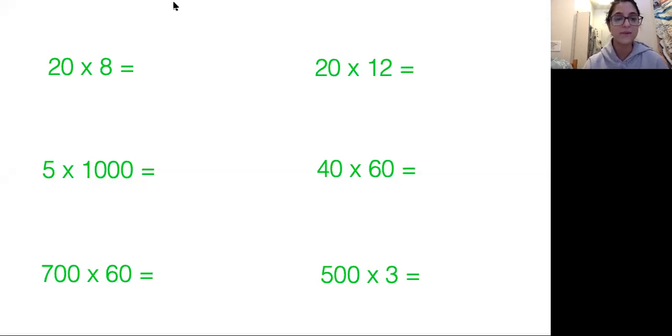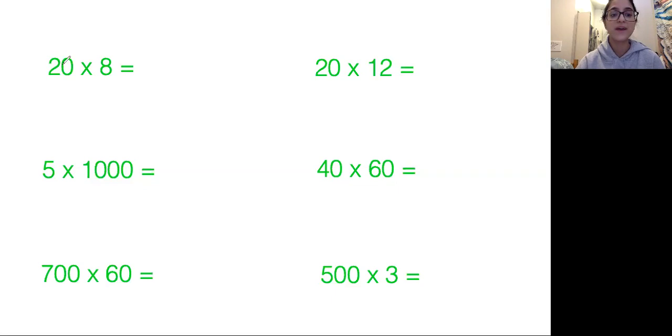So right now you can see a bunch of examples here that have zeros in them. All these numbers have some zeros in them, and I'll teach you how easy it is to multiply those numbers. If you already know your multiplication a little bit, or you have a table that you refer to when you multiply, there's no difference when there are zeros in those numbers.